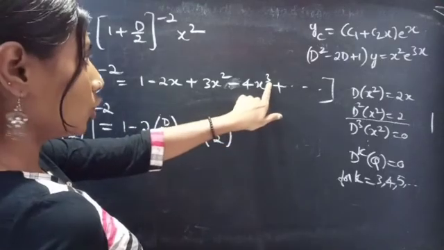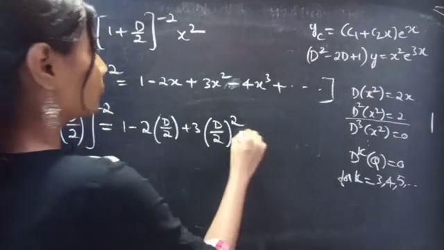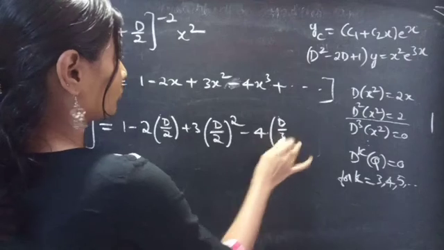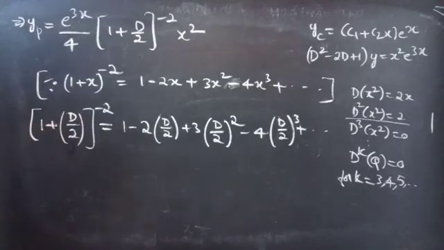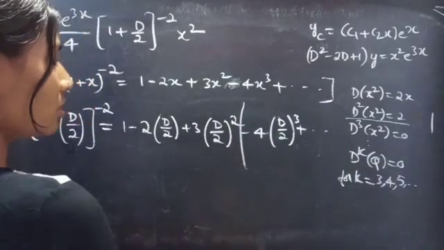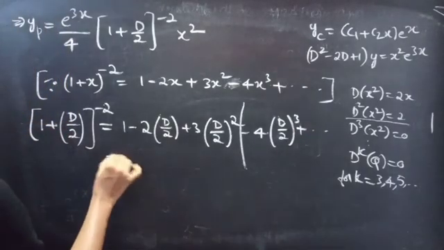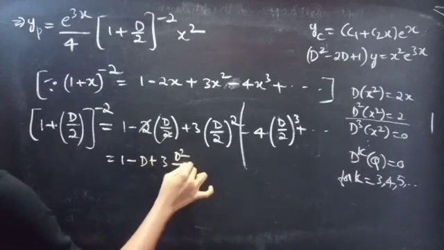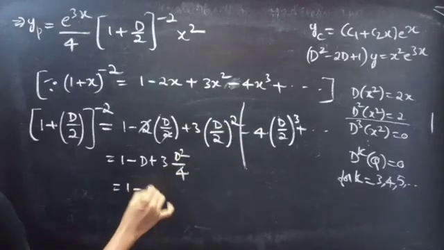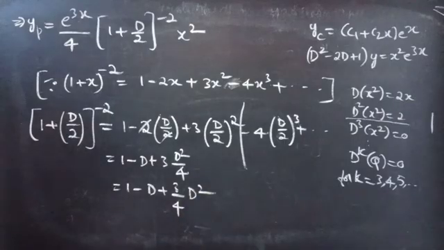See, here you're having cube, right? So if you replace x by d by 2, you'll get d cube in this term. And hereafter, you'll definitely get the higher derivatives. So we can neglect terms from here, since you are getting d cube, d power 4 and so on from here. Okay. And this becomes 1 minus 2 gets cancelled, you get d plus 3 into d square by 2 square is 4, which is equal to 1 minus d plus 3 by 4 into d square. Right? Fine.